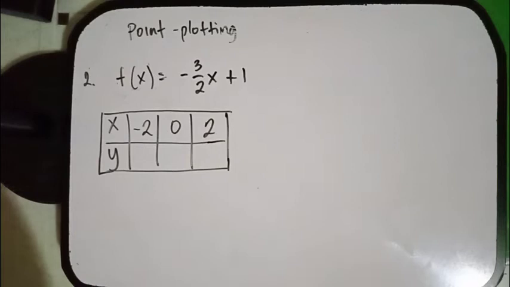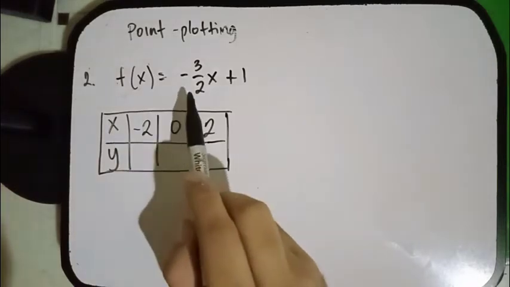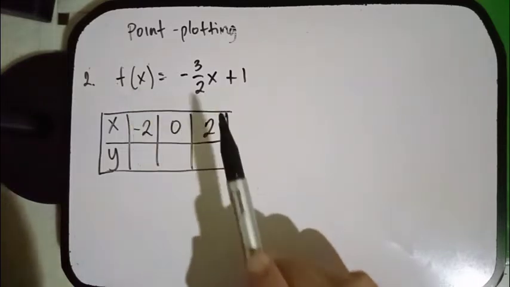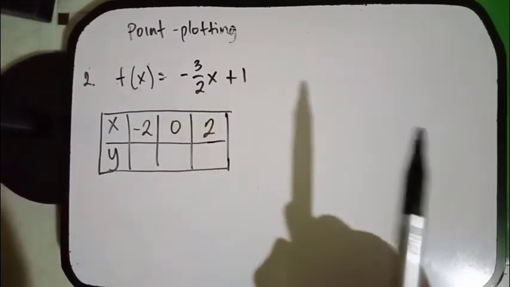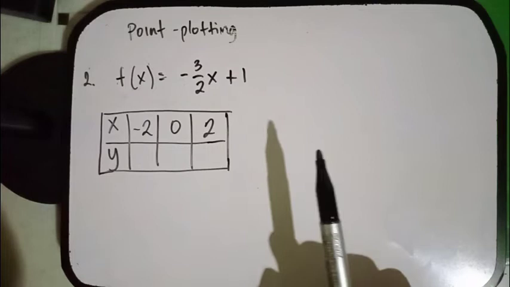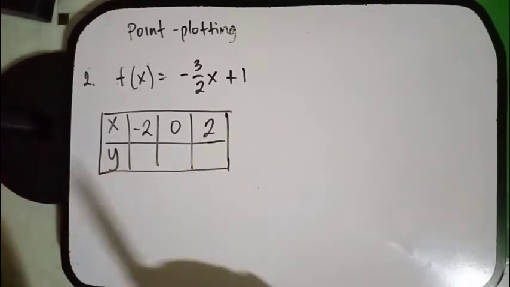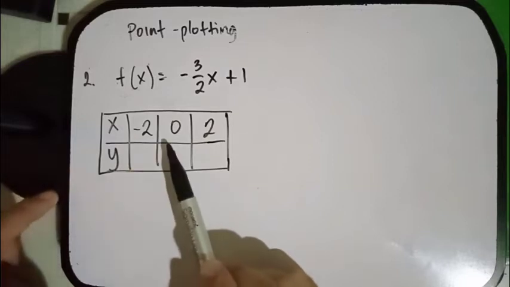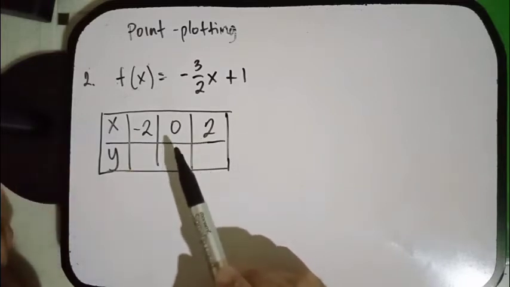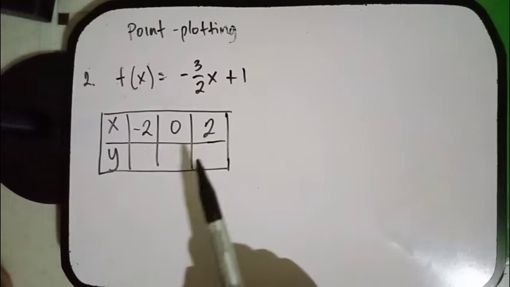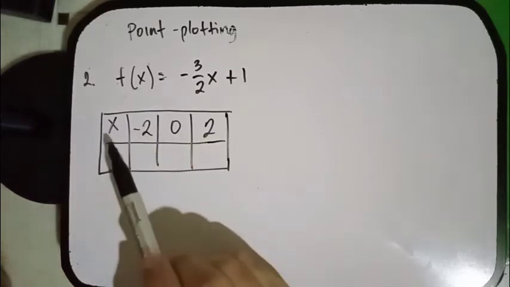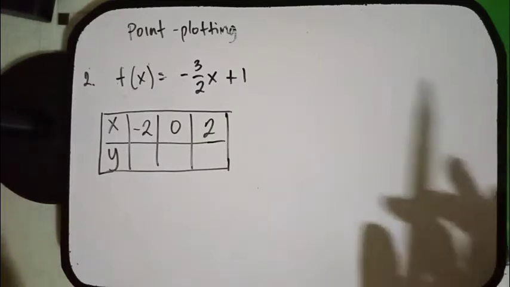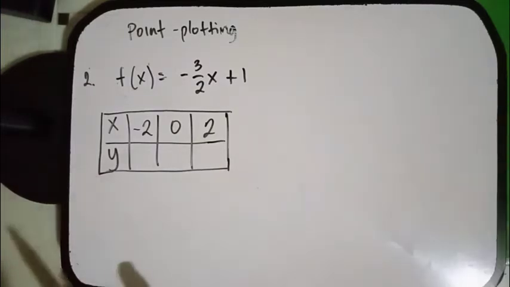Alright, number 2, we have f of x equals negative 3 over 2 x plus 1. I-graph natin itong linear function na to by using point plotting method. Okay, so mag-assign muna tayo ng values of x and those values are negative 2, 0, at saka 2. Ang tanong is bakit negative 2, 0, at saka 2 yung values ng x, hindi negative 1, 0, 1. Actually, pwede naman yung negative 1, 0, 1, kagaya nung kanina.